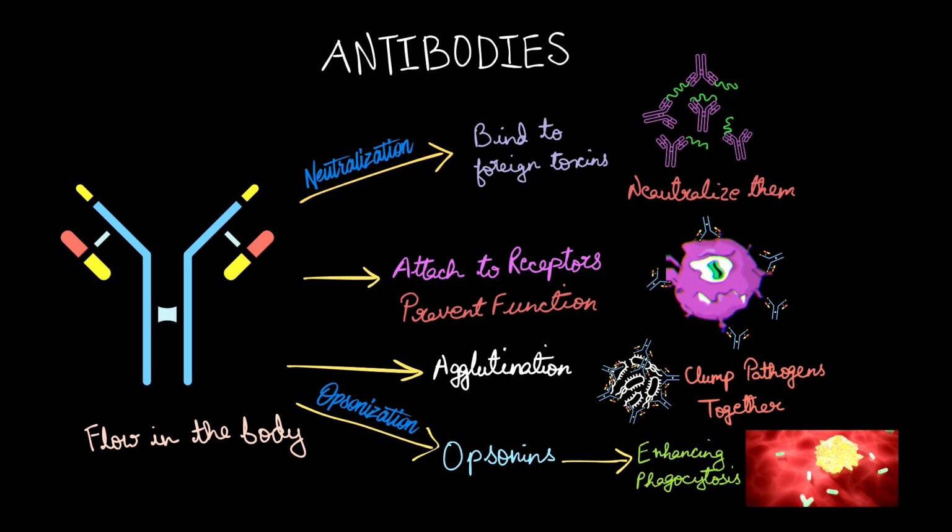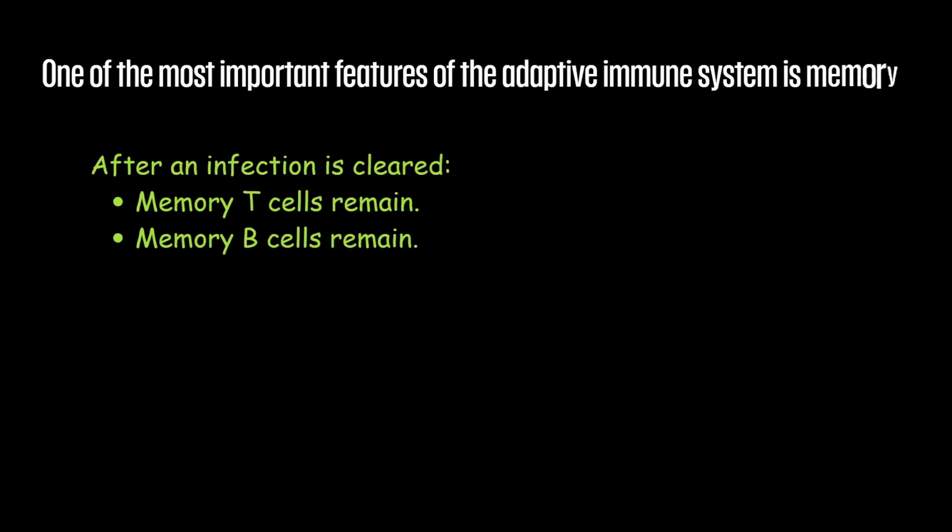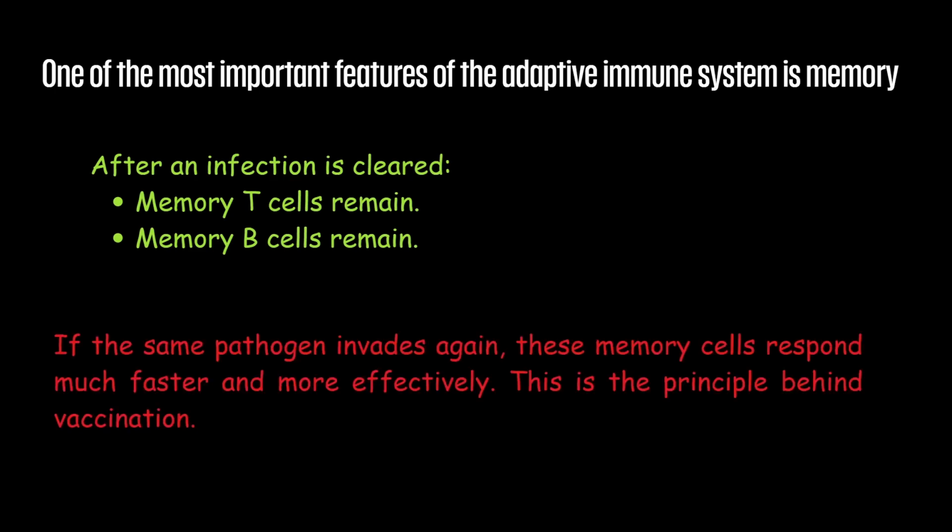So, one of the most important features of the adaptive immune system is memory. After an infection is cleared, the memory T cells remain in the bloodstream. Also, the memory B cells remain in the bloodstream. If the same pathogen invades again, these memory cells respond much faster and more effectively. This is the principle of vaccination.